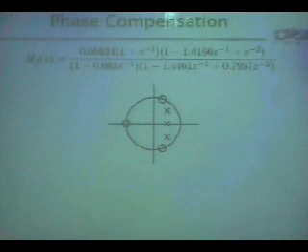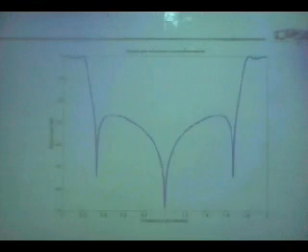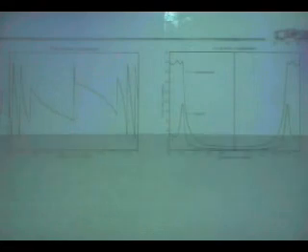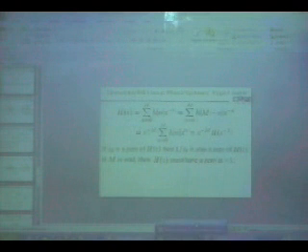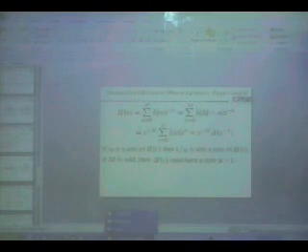This I already explained, the phase compensation, so I will not cover this. Don't worry about phase compensation. This is the last topic which I intend to cover in this part of the course. This is filter designing, because then we know the complete deterministic signal processing.